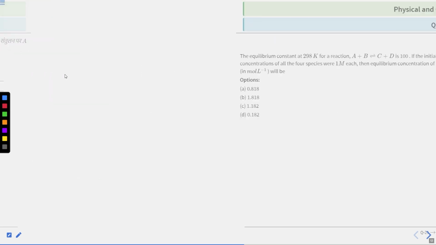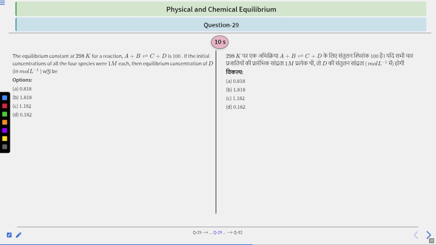Okay, let's move to the next question. Question number 29. The equilibrium constant at 298 Kelvin for a reaction A plus B giving C plus D is 100. If the initial concentration of all 4 species were 1 molar each, so the initial concentration is given for all these species, products and reactants, which is 1 molar, then we have to find the equilibrium concentration of D in mole per liter.